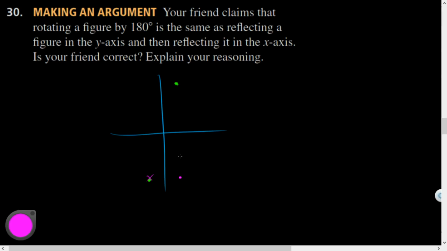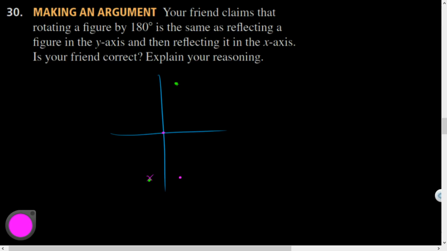Is there a situation in which that wouldn't work? Yeah, if it's on the origin, it would get mapped. A rotation would land it in the same spot, and reflections on both of those would still land it in the same spot.